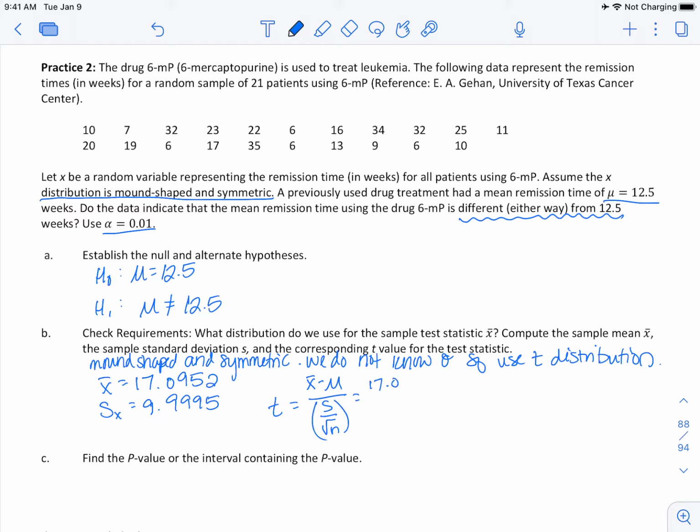And so for t, we have x bar minus mu divided by s divided by root n. So 17.0952 minus 12.5 divided by 9.9995 divided by square root of 21. This is going to come out to 2.1059.